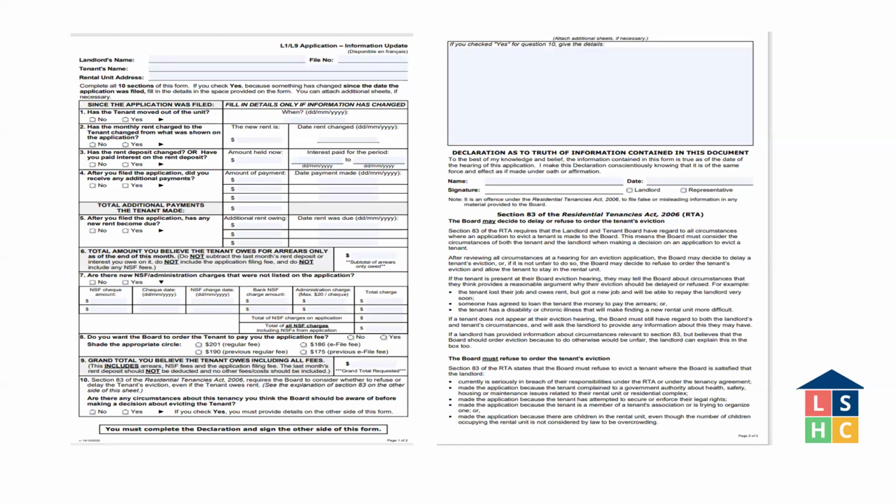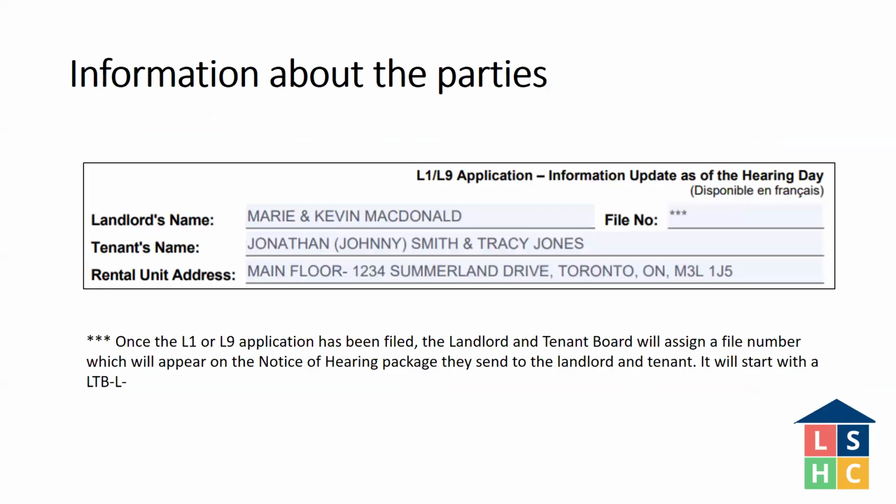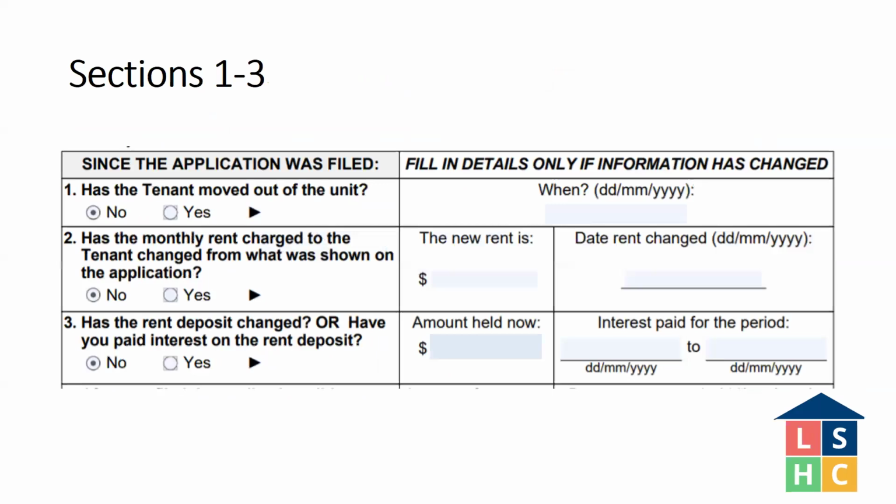This is what the L1-L9 information update form looks like. Fill in the information about the landlord, tenant, and rental unit address. Be sure that it matches what is on the application and notice. The file number is unique to each case and should be found on your notice of hearing package. Follow the instructions to ensure that the next 10 sections are filled out correctly.